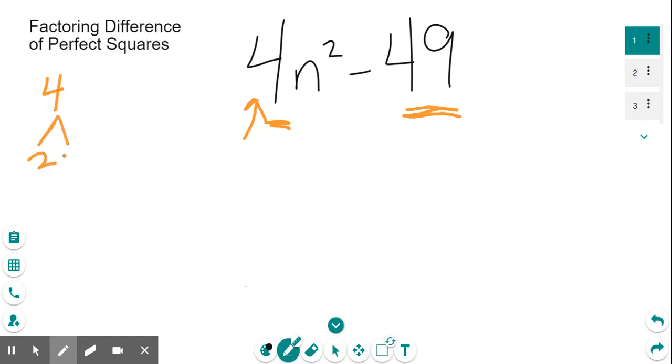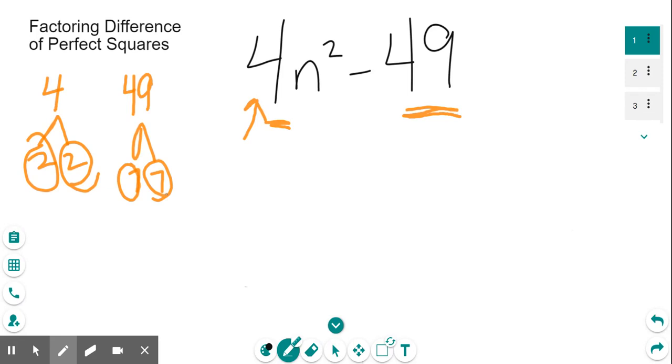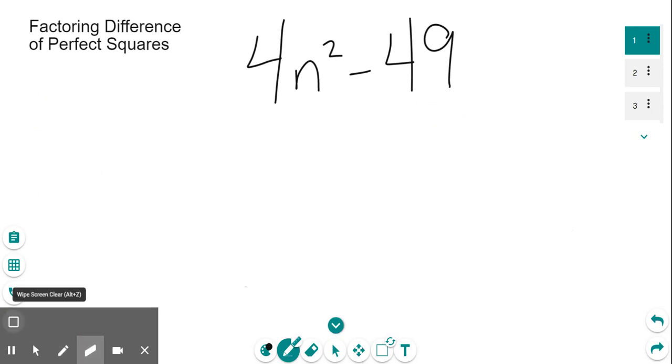if we break up 4, notice we get a 2 and a 2. And if we break up 49, notice we have a 7 and a 7. They have absolutely nothing in common. So there is no GCF. So we can skip that part. Okay, so now that we've skipped that part, where can we go next?